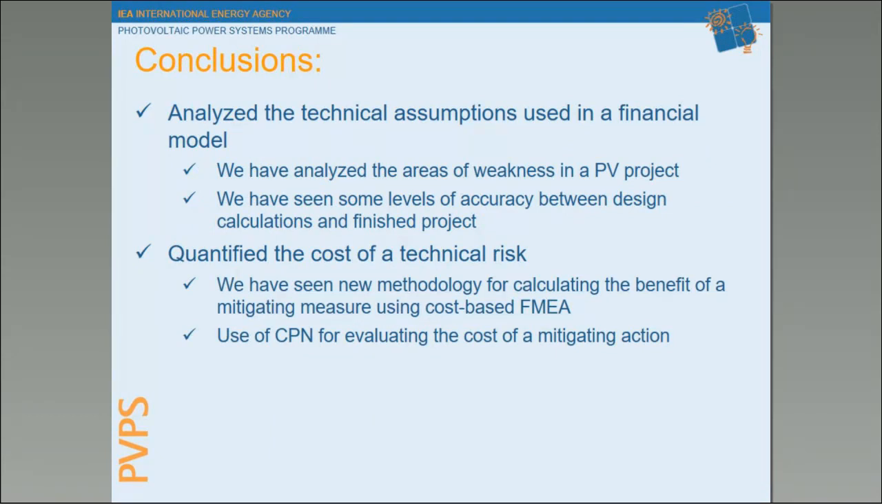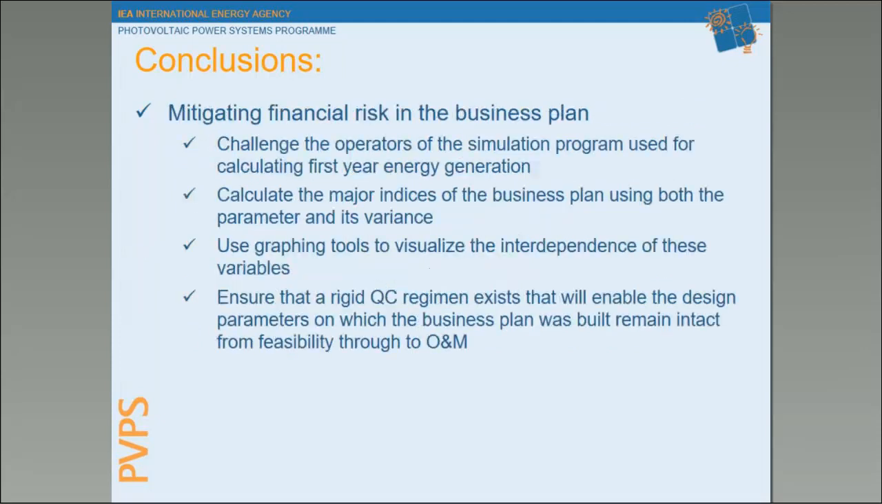So, our conclusions. To conclude, we have analyzed the technical assumptions used in a financial model. We have analyzed the areas of weakness in a PV project, and we have seen some levels of accuracy between the design calculations and the finished project. We have quantified the cost of a technical risk by adapting the failure modes and effect analysis to PV development, and the use of the cost priority number, or CPN, in evaluating the cost of a mitigating action.